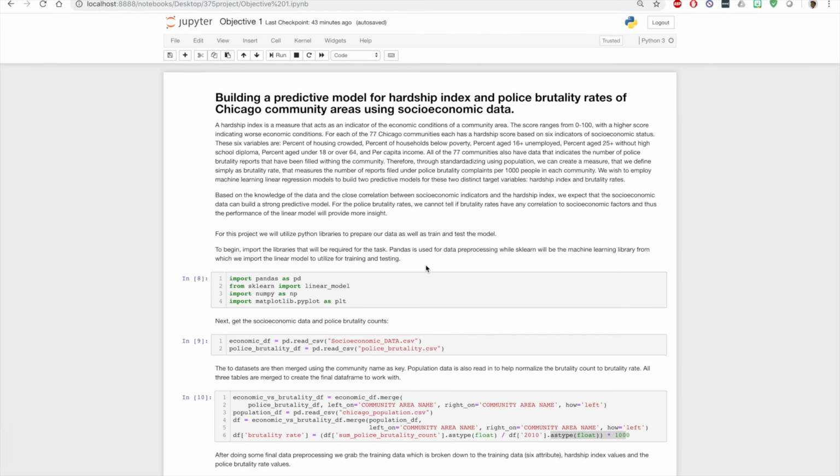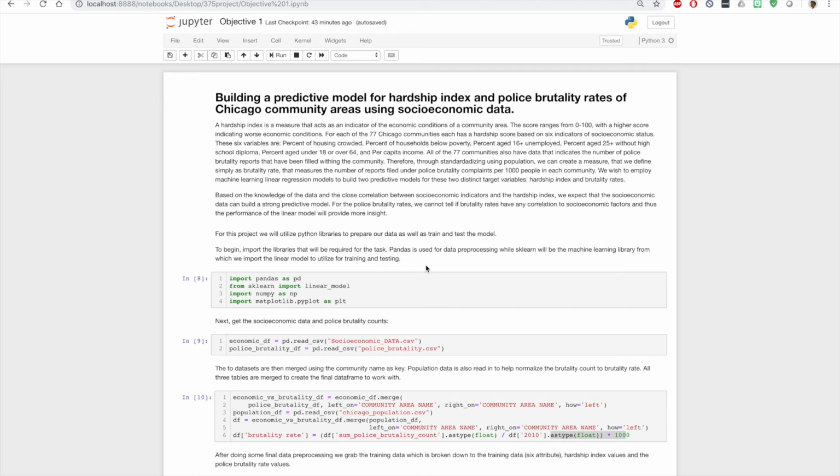We attempt to build two predictive models, one targeting the hardship index and another one targeting the police brutality rates of the 77 Chicago community areas. We will be using our socioeconomic data for training. Based on the fact that we know there is a close relationship between the hardship index and socioeconomic data, we hope that by using a linear regression model with the right tuned weights, we can predict the hardship index based on the attributes that define socioeconomic data.